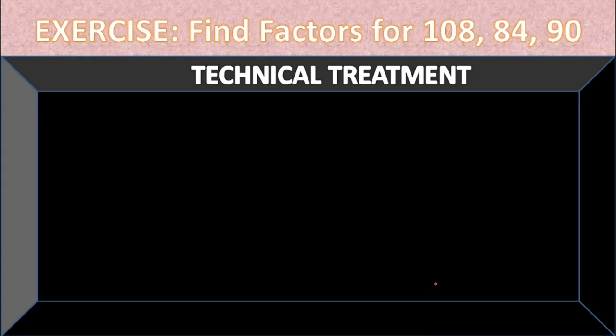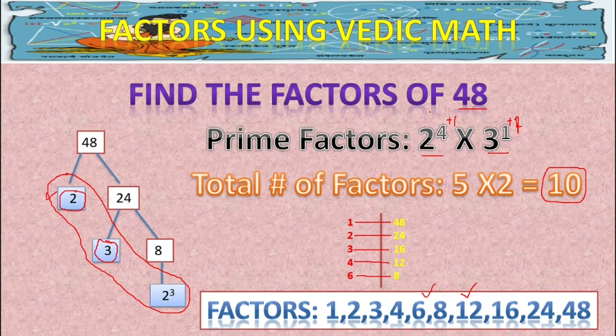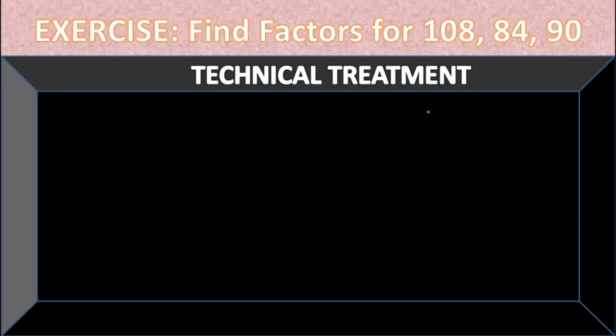Now coming to the technical treatment, how it could be done. As I told you already, I am going to discuss the same using a programming language, and I am going to use the Python programming language for doing that. Before that, just to give a try with my previous technique, find the factors of 108, 84 and 90.